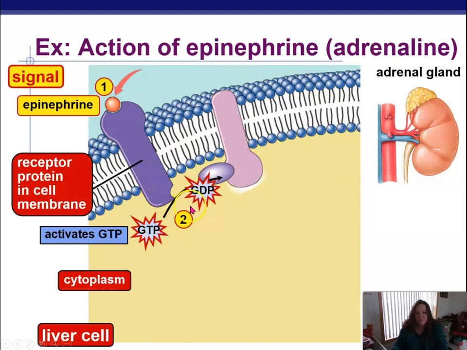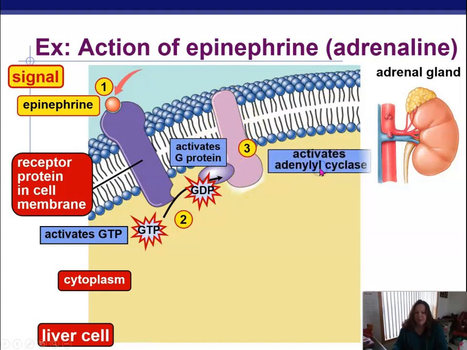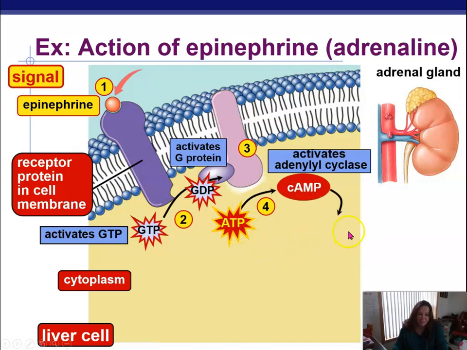Well, GTP will become GDP. But it activates number three right here, adenyl cyclase. And that's an enzyme. Adenyl cyclase is the enzyme that changes ATP into cyclic AMP. So it removes those two phosphate groups so that cyclic AMP only has one phosphate group, cyclic adenosine monophosphate. That's a long word to say.